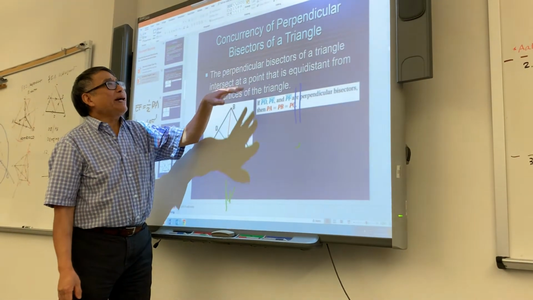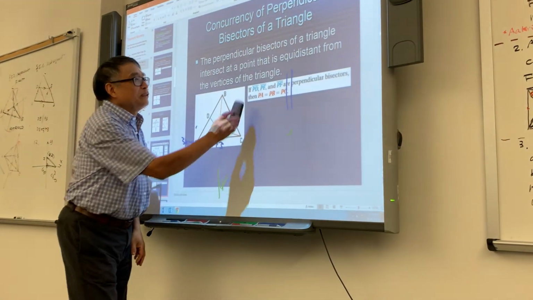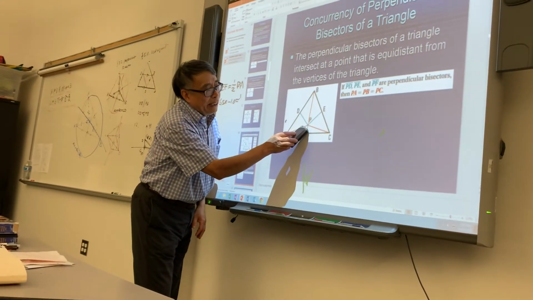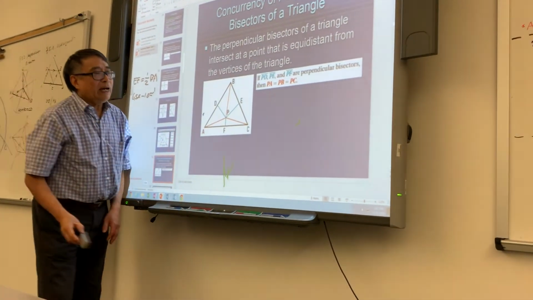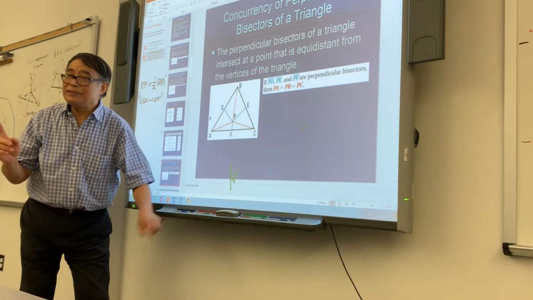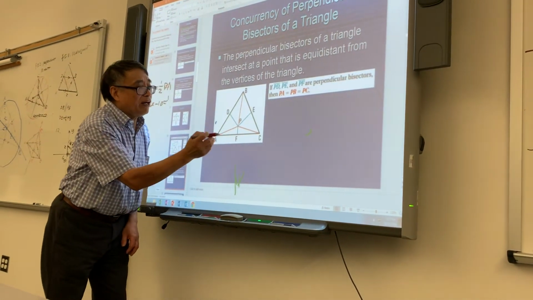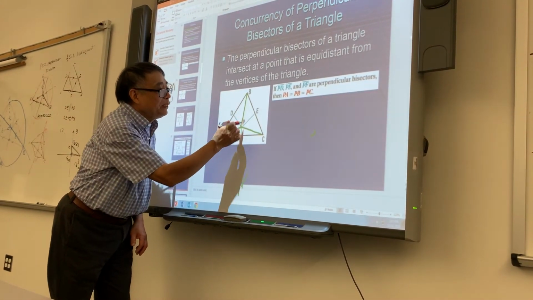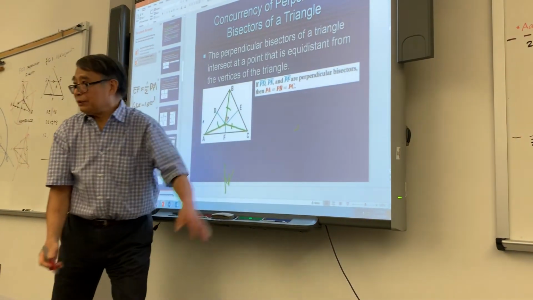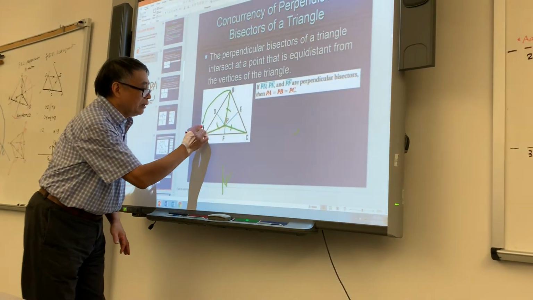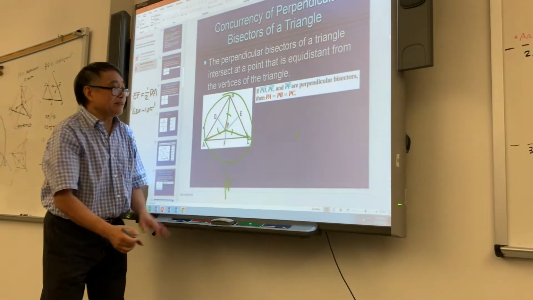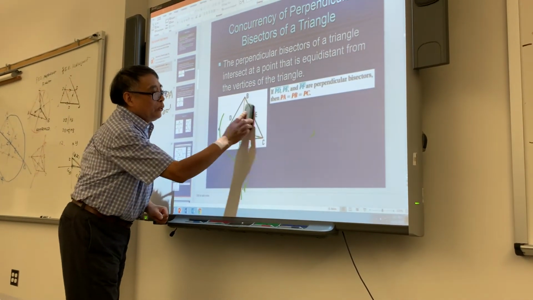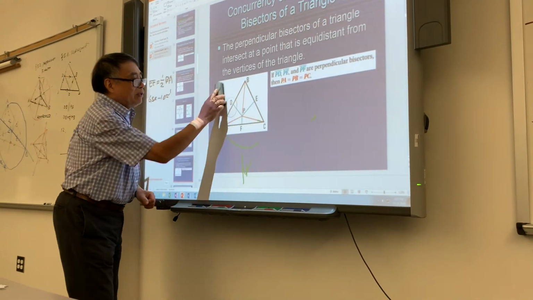Concurrency of perpendicular bisectors of a triangle. So this is one we just discussed. PE, PD, and PF are three perpendicular bisectors because we just cut them off. So this is PC, PA, PB. They are congruent. That's why we can draw a circle around the triangle's vertices. Do you understand, please? This one we just didn't write. We just didn't draw the whole picture.